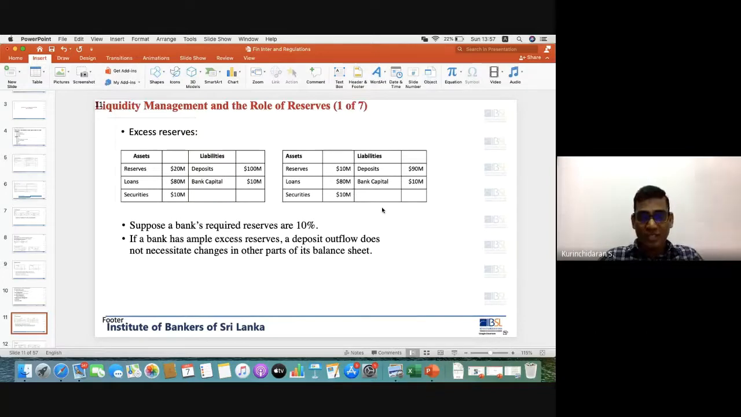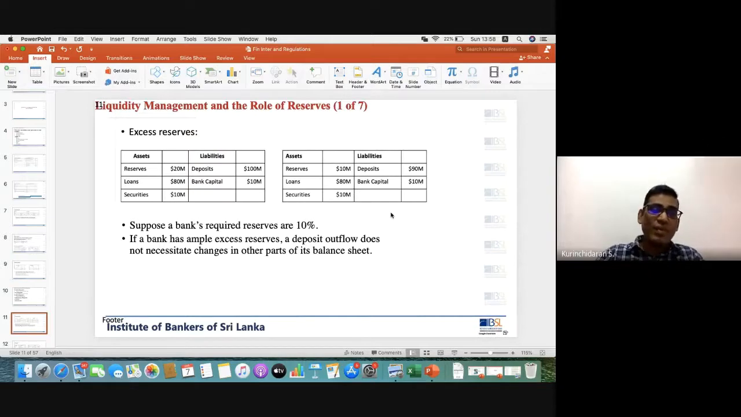So see the second balance sheet, right? If a customer wants to withdraw $10 million, then the deposit will go down by $10 million, and the reserve will decline by 10 million, right? Now you are settling through your reserve account. Because you had excess reserves of 20 million, even after paying the 10 million you still have a reserve of 10 million. That means you still have sufficient reserve, because the requirement is 10% of the deposit, which is only 9 million, but you still have 10 million, so you are well off.